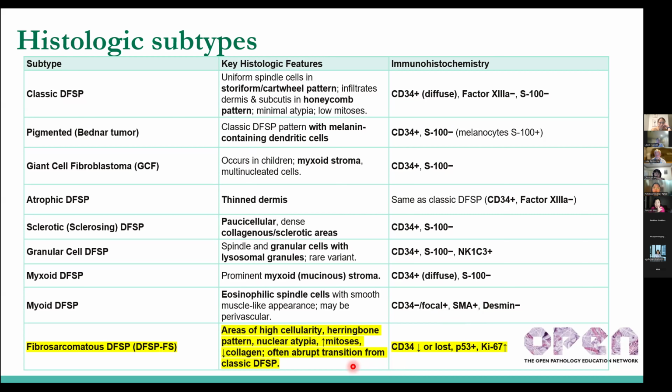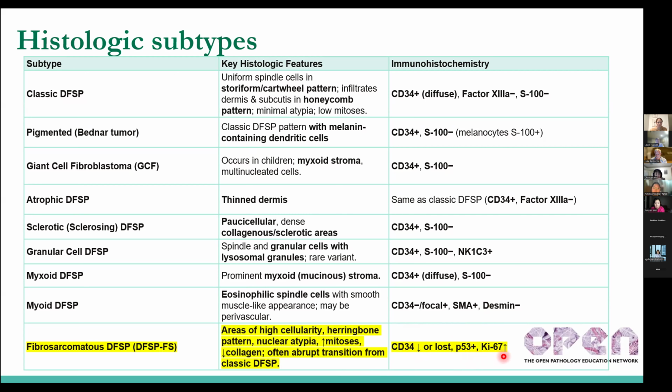So you can see an abrupt transition from a classic storiform pattern and less cellular to a higher cellularity with herringbone and more fascicular pattern, and also moderate to high pleomorphism. And it's tricky in this case because in fibrosarcomatous differentiation, there is absence or loss of CD34 positivity, p53 is overexpressed, and there is increased Ki67.